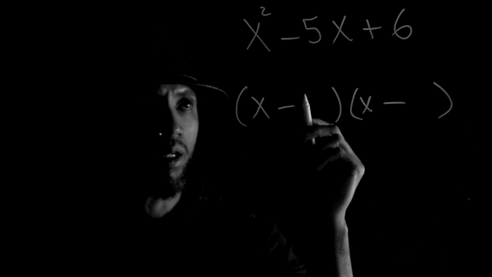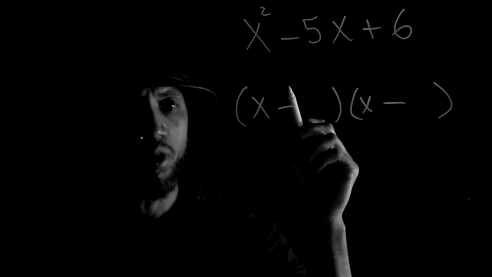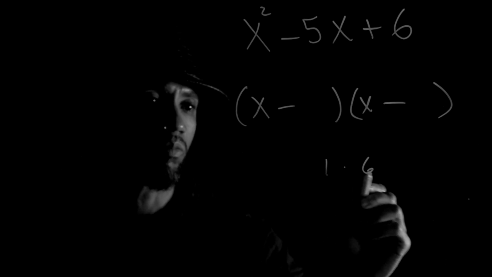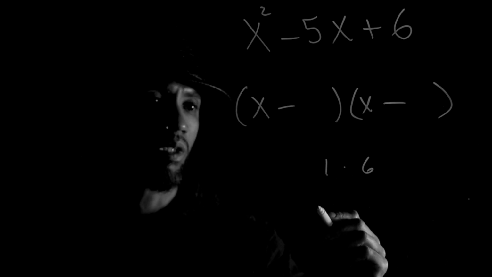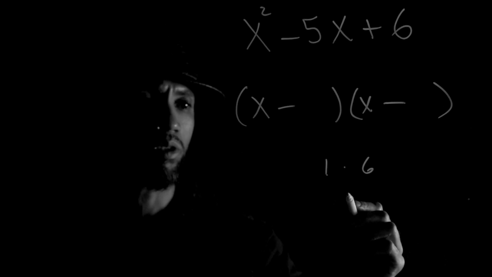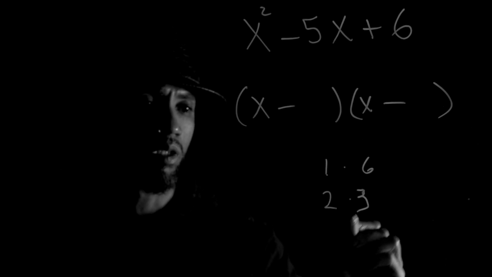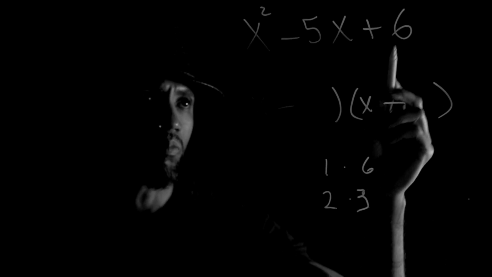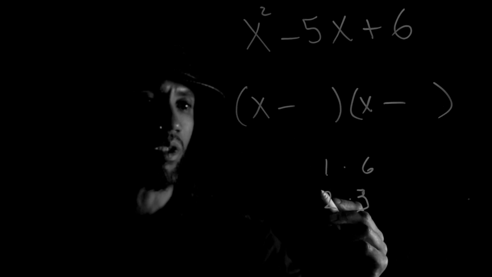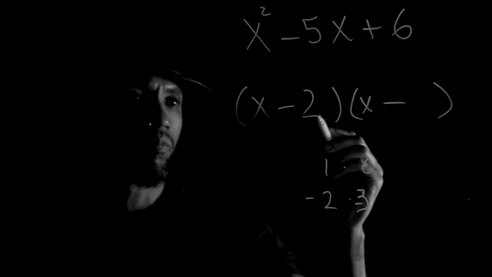Okay, so 6. How can I get 6 by two numbers multiplied that also add to get negative 5? Okay, look, probably 1 times 6. Okay, 1 times 6 is 6. Is there a way that we can use these two numbers to get 5 if one was positive or negative? No, unfortunately not. How about 2 and 3? 2 and 3 can multiply to get 6. 2 and 3 can add to get negative 5. Yes, okay. So that means we're looking for negative 2 and negative 3.